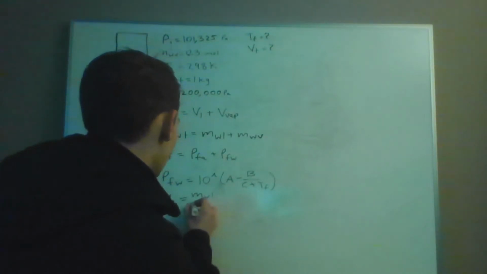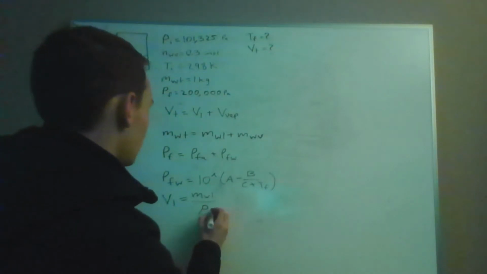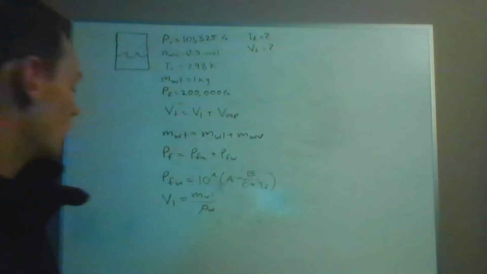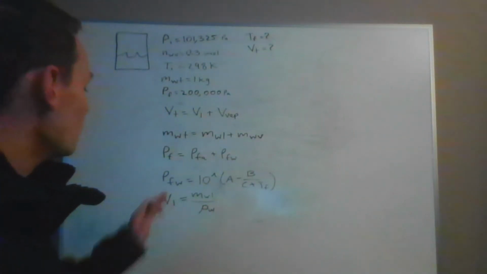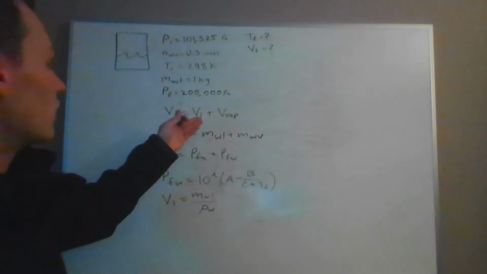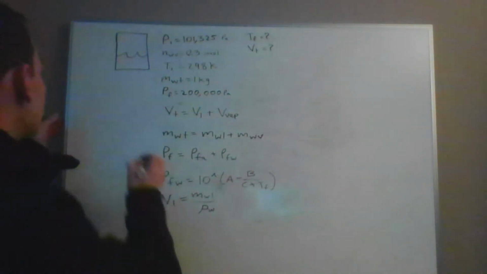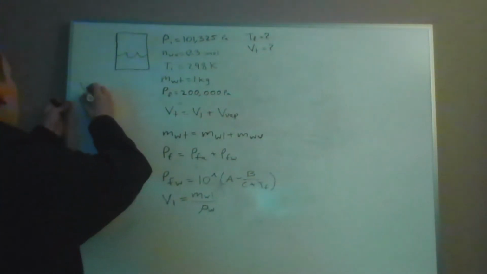So sorry about that. This will be divided by the density, I'll just put rho W. Okay. So that's the volume in our liquid phase. We can use that to write an expression for the volume in our vapor phase. So I'm going to write that over here if that's okay.